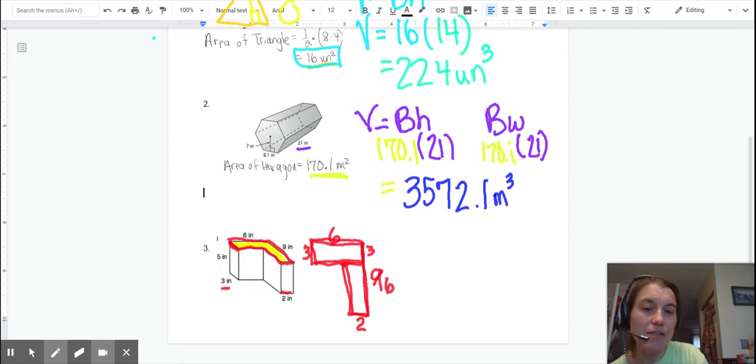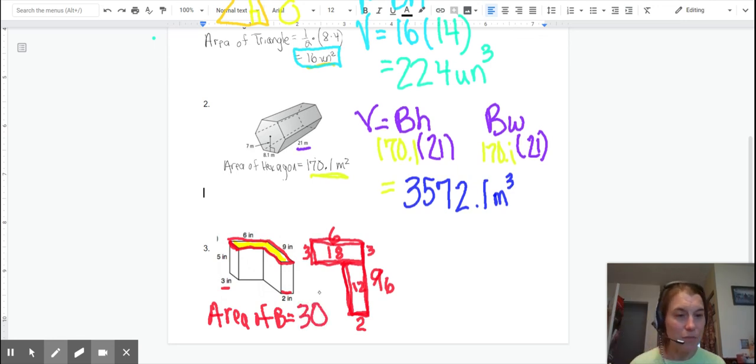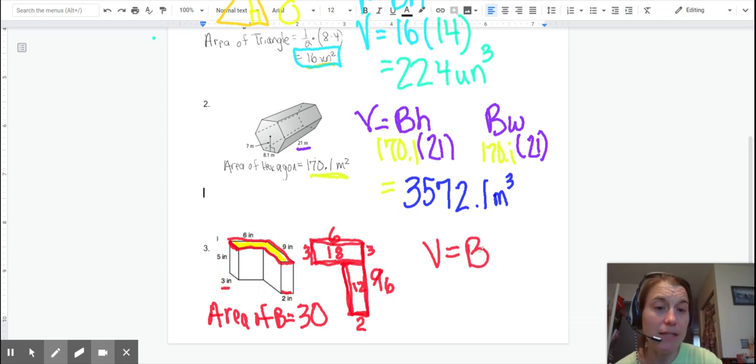So the area of this skinny part of the L is 6 times 2, which is 12. And the area of this top part is 6 times 3, which is 18. So that means that the area of the base is those two things added together, which is 30. That wasn't too bad. But I'm going to find the volume of the entire figure. So volume is the area of the base times the height. And we just found that the area of that L is 30.